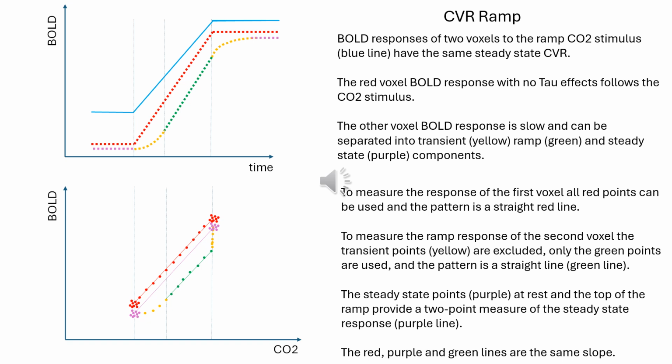In summary, the red, purple, and green lines all have the same regression slope CVR, but only the red and the green fits will show any nonlinearities, as will be demonstrated later. Note that one advantage of this pattern of CO2 stimulus is that including all points of the bold response in the regression fit provides a correct CVR measurement, because the effects of transients at the start and end of the ramp on CVR measurement tend to cancel.